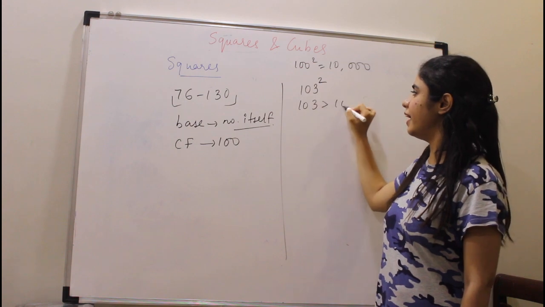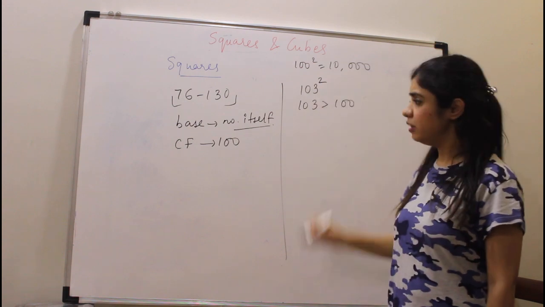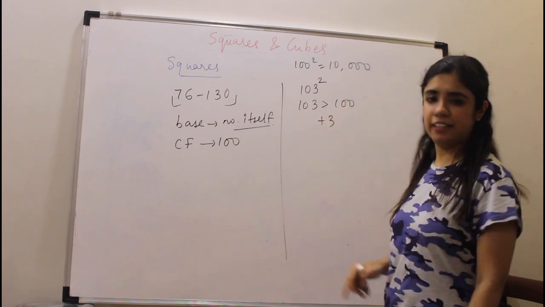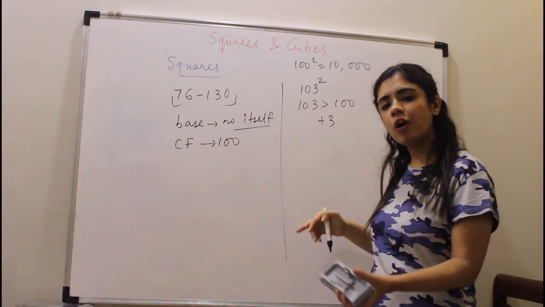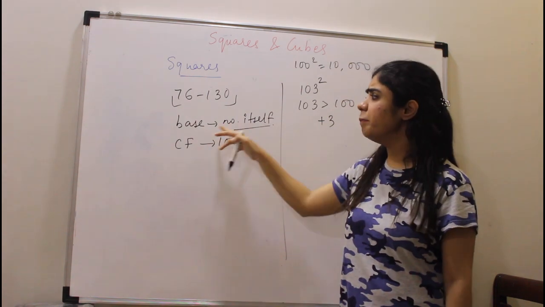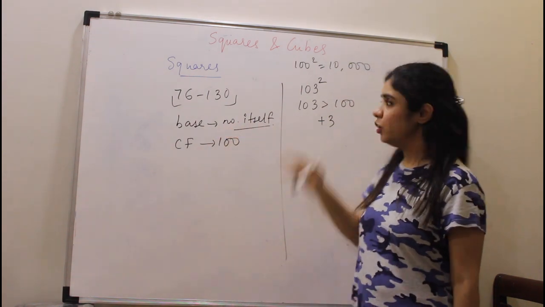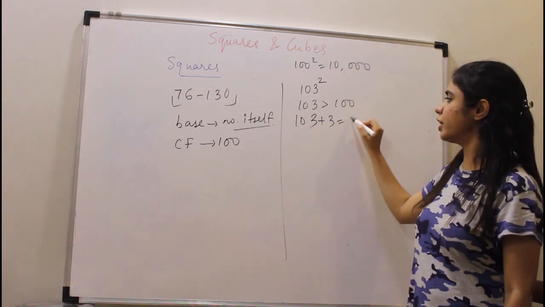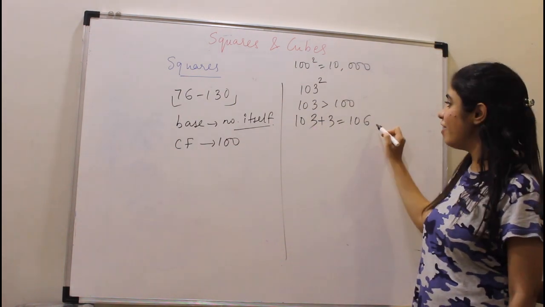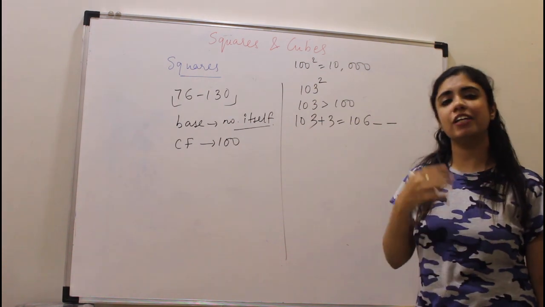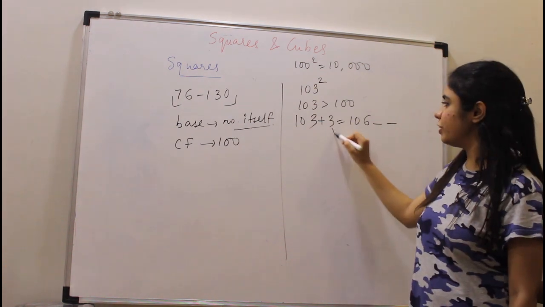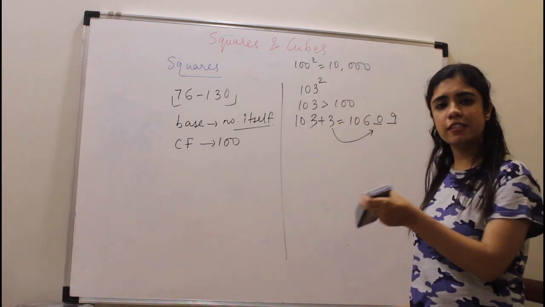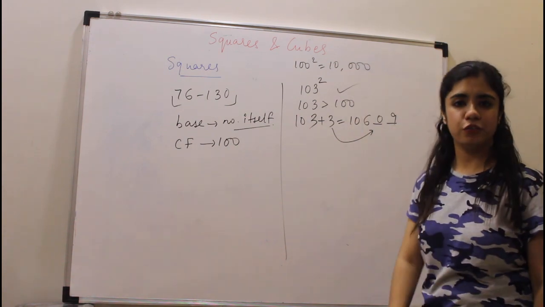Suppose if I ask you, what is 103 square? 103 is greater than 100. How much greater? 3 greater. So you will add, because it is greater than 100. You will add 3 to what? किसको add करोगे? To the base, which is the number itself. So my number is 103. So 103 plus 3 हो जाएगा 106. I have two spaces remaining because it has to be a 5-digit number. So 3 square will be 09. So 10609 becomes 103 square.